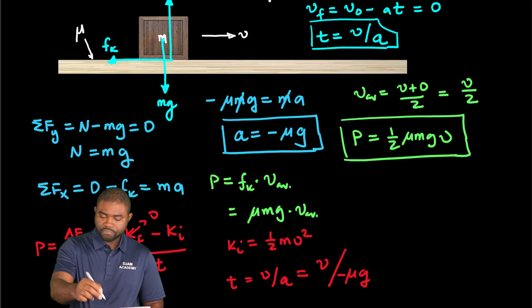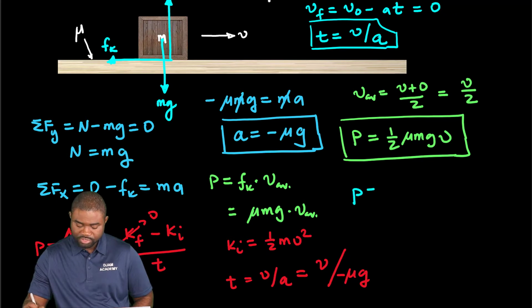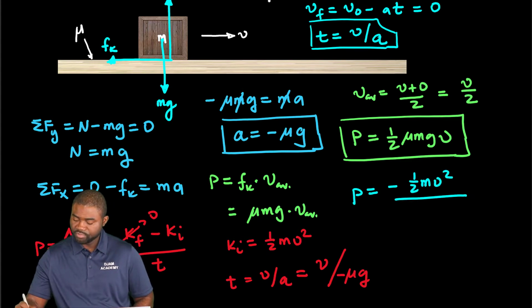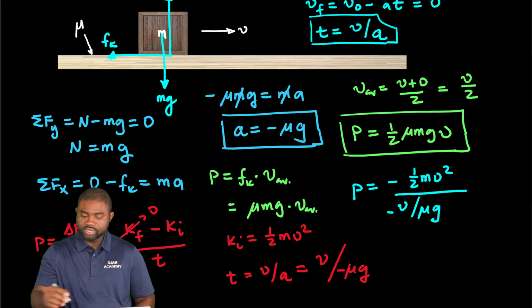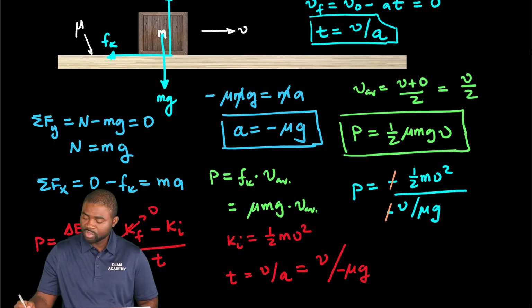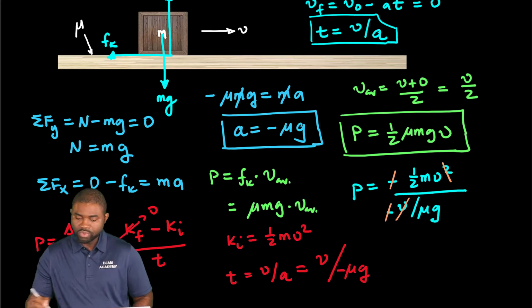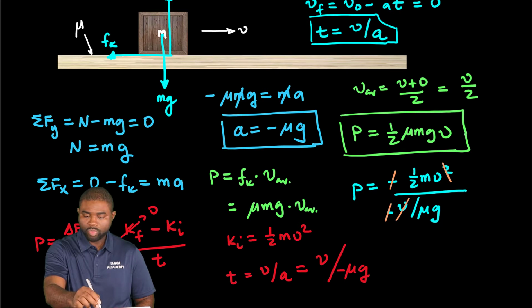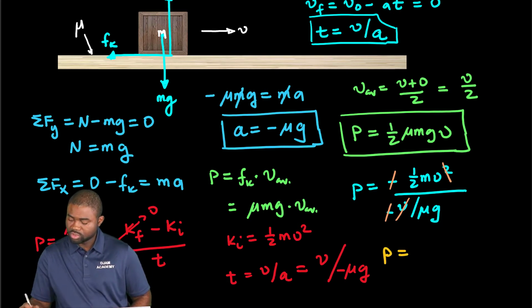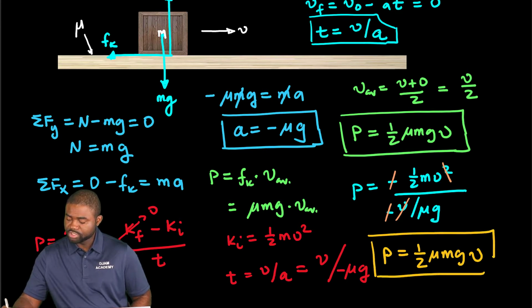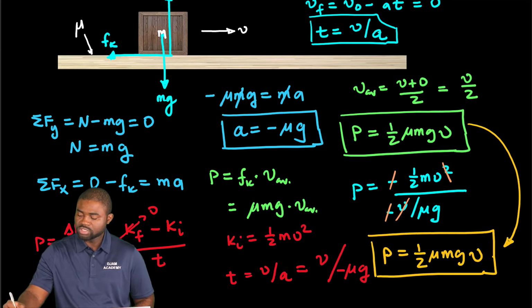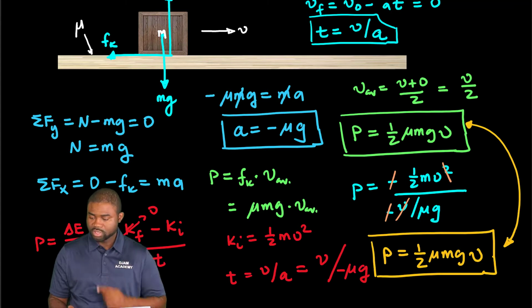So this would imply that P, which is the average power, is equal to negative 1/2 mv squared, all divided by t, which is V divided by negative mu g. Now we can simplify this clearly. The negatives will cancel. This V will take off one of these V, and we will be left with P equal to 1/2 mu mgV, which is the same as our answer before.